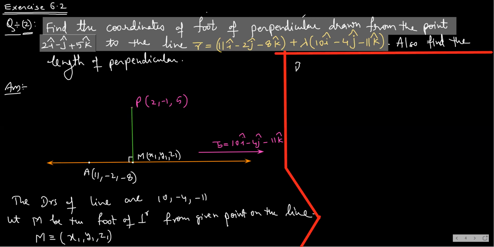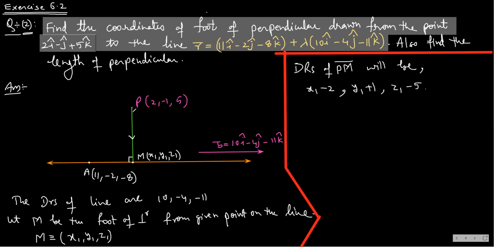I write DRS of PM bar. The DRS of PM bar will be x1 minus 2, comma, y1 minus of minus 1, that is y1 plus 1, and z1 minus 5. Okay.